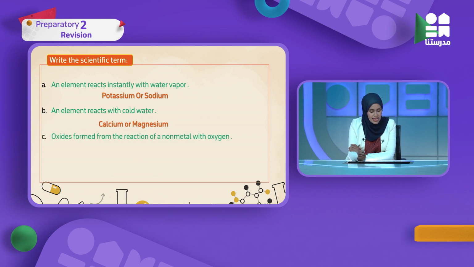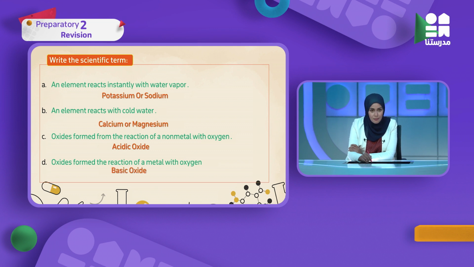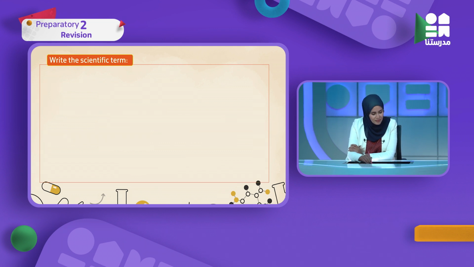Oxides formed from the reaction of a non-metal with oxygen. Non-metal plus oxygen gives me an acidic oxide or a basic oxide? Non-metal gives an acidic oxide. Okay? Now, oxides formed from the reaction of a metal with oxygen. Metal with oxygen will be basic or acidic? Basic oxide. Okay. Let's take some scientific terms about the scientists.